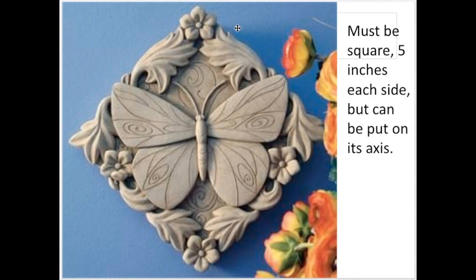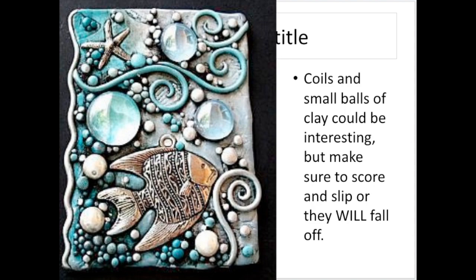And for your composition, it must be 5 inches, but you could put it on its axis so it's a diamond like this. And when we get to making your tiles, we'll have to be careful that the quills and small balls of clay are secured on there by using slip. But we'll get to that later.